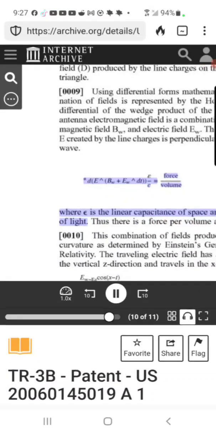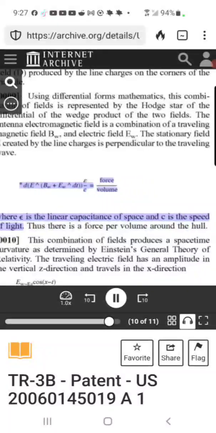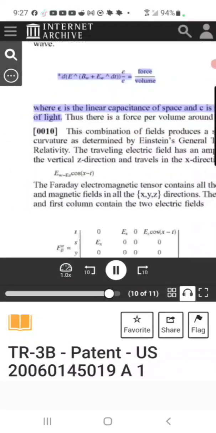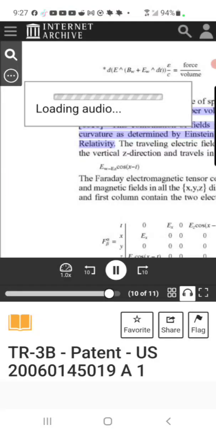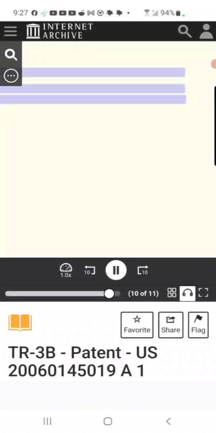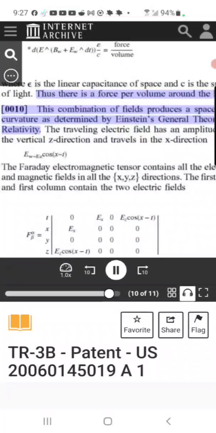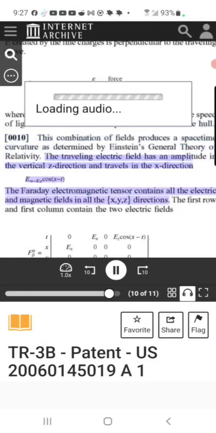Asterisk, D = ε∇·(E×B) + ε∂(E×B)/∂t, where ε is the linear capacitance of space and c is the speed of light, in units of force per volume. Thus there is a force per volume around the hull [0010]. This combination of fields produces a spacetime curvature as determined by Einstein's general theory of relativity.